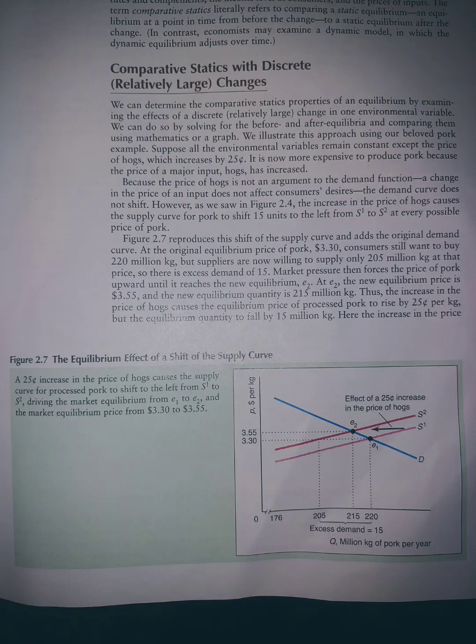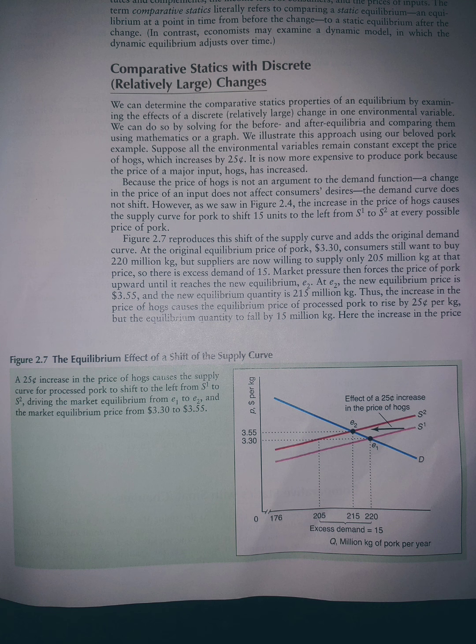Comparative statics with discrete, relatively large changes. We can determine the comparative statics properties of an equilibrium by examining the effects of a discrete, relatively large change in one environmental variable. We can do so by solving for the before and after equilibria and comparing them using mathematics or a graph. We illustrate this approach using our beloved pork example.